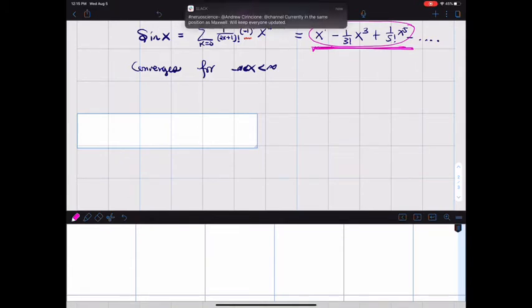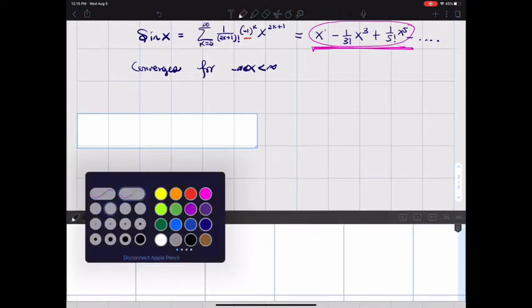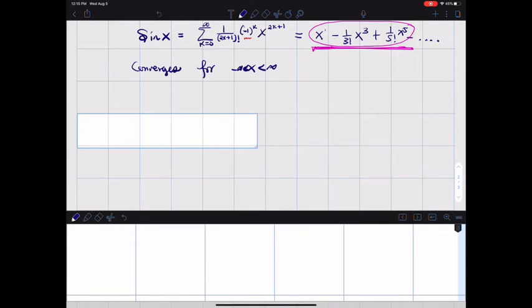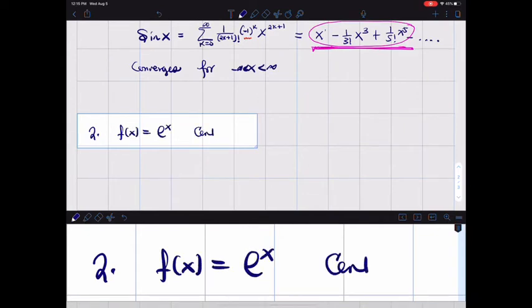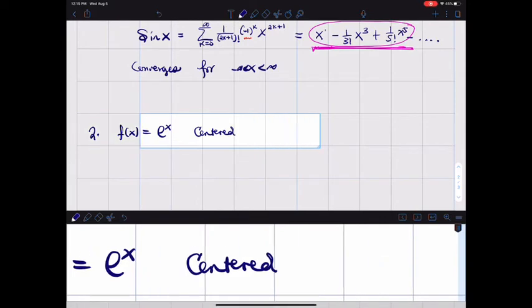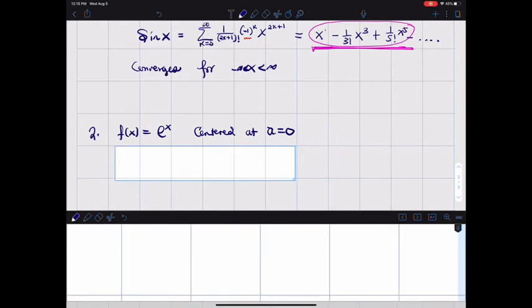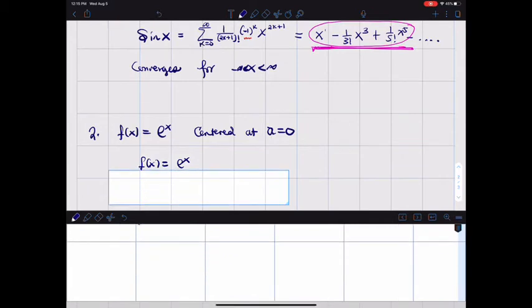example. So another example, number 2. How about f of x is equal to e to the x centered at a equals 0. So Maclaurin series again. All right. So we're going to look at f of x. f of x is e to the x. f prime of x is e to the x, and so forth.